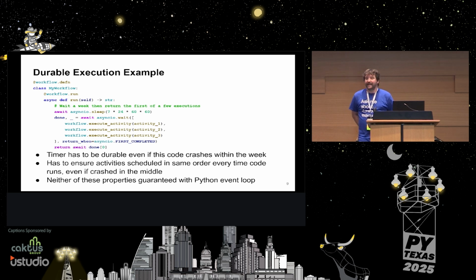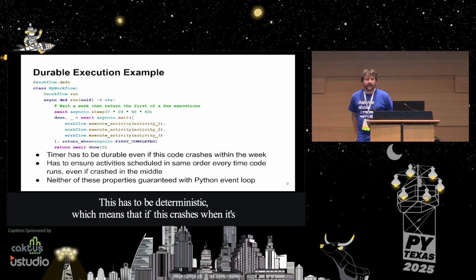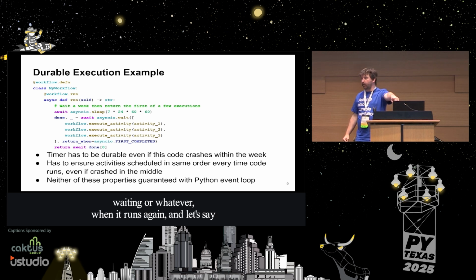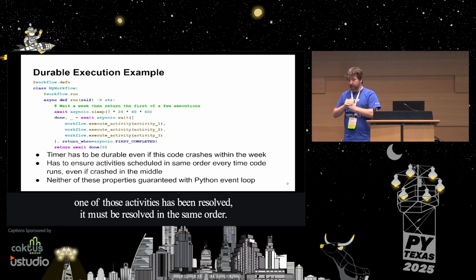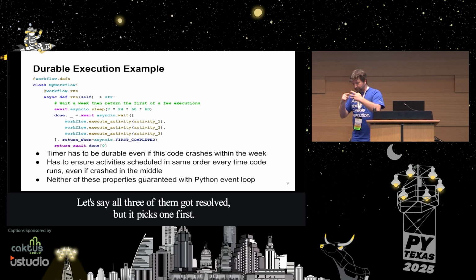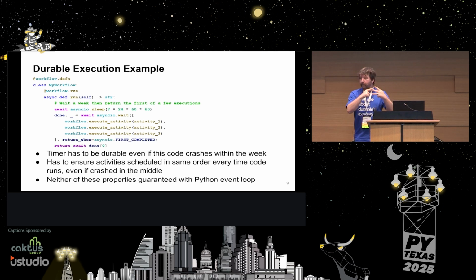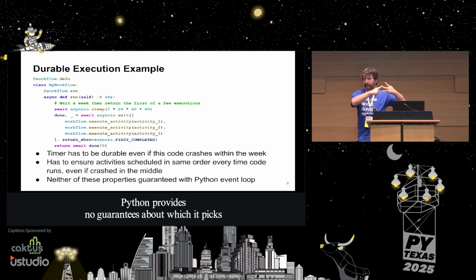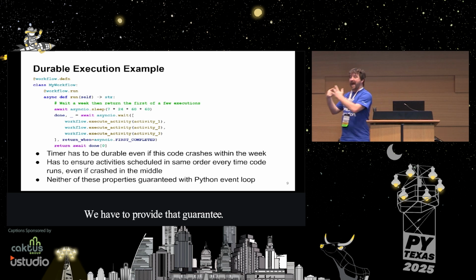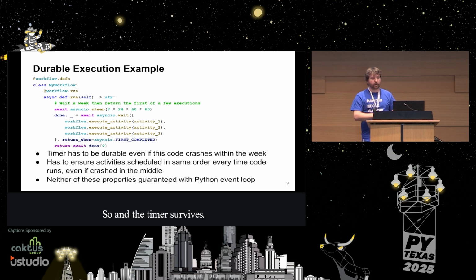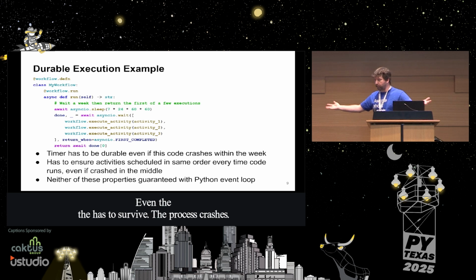This has to be deterministic, which means that if this crashes when it's waiting or whatever, when it runs again, and let's say one of those activities has been resolved, it must be resolved in the same order. Let's say all 3 of them got resolved, but it picks one first. Python provides no guarantees about which it picks first in its traditional event loop. We have to provide that guarantee. And the timer has to survive even process crashes.